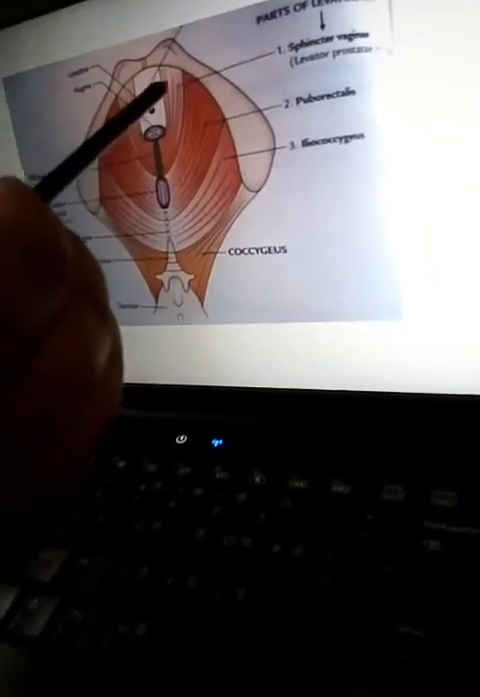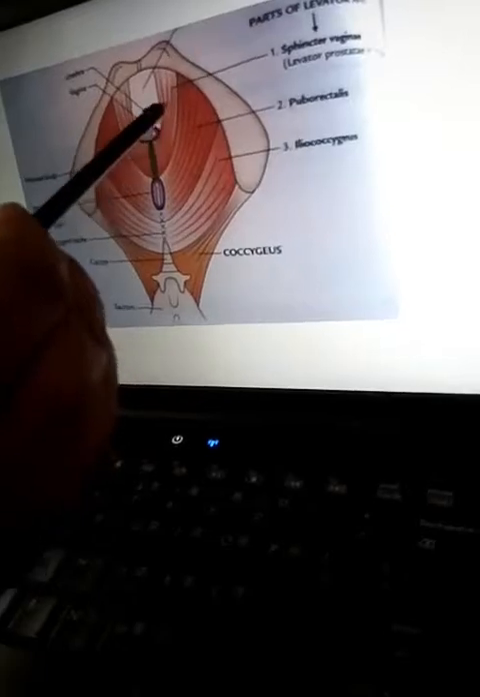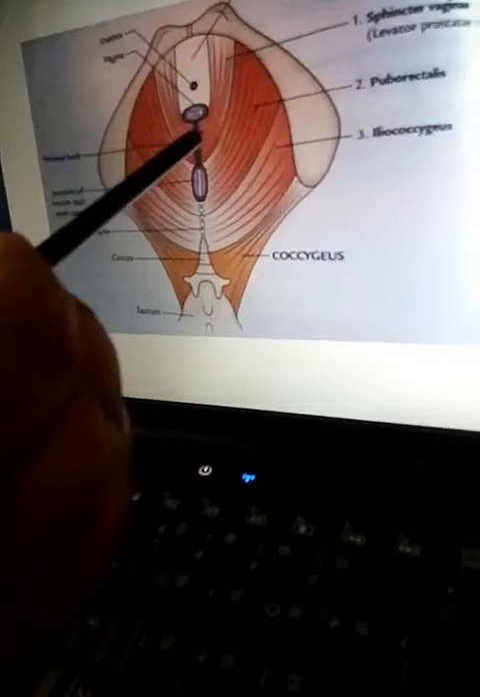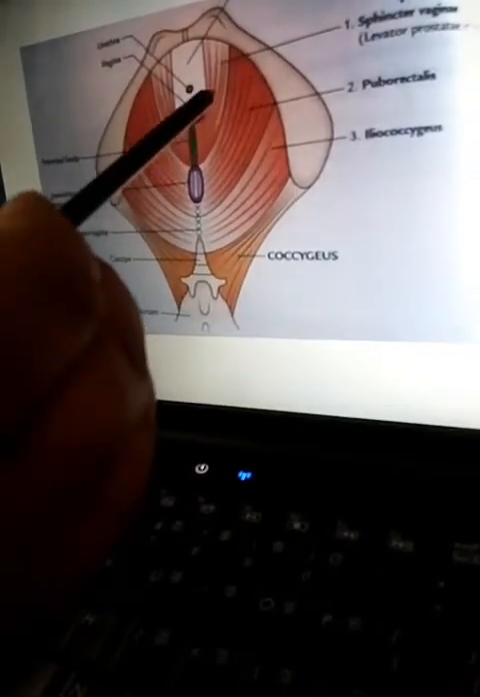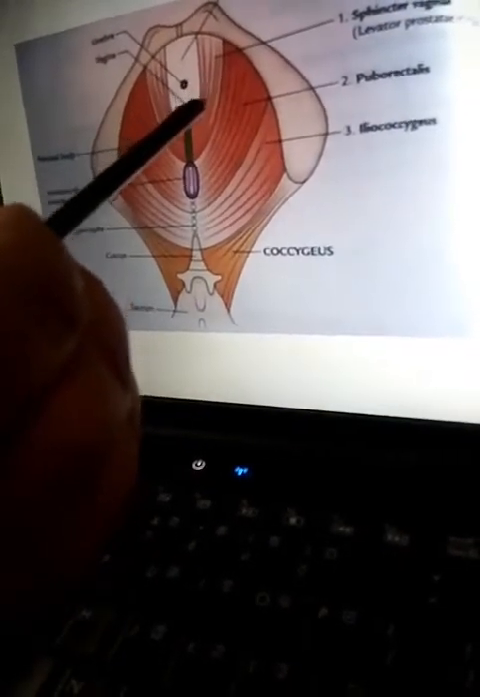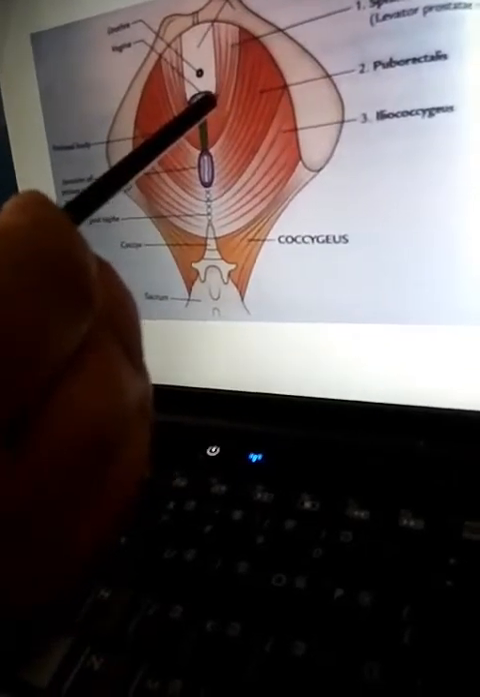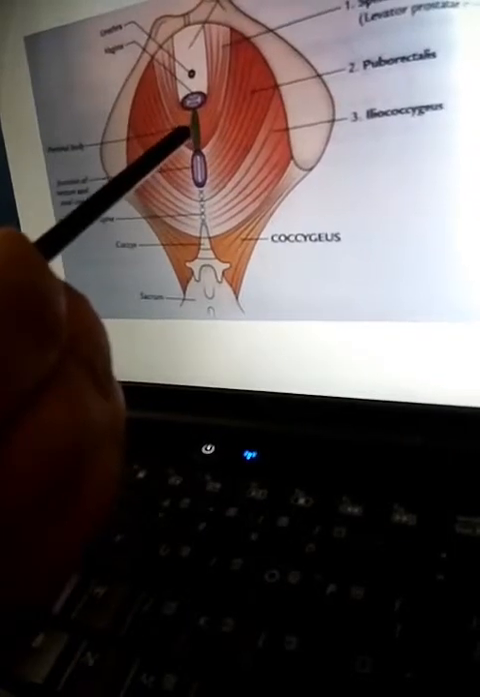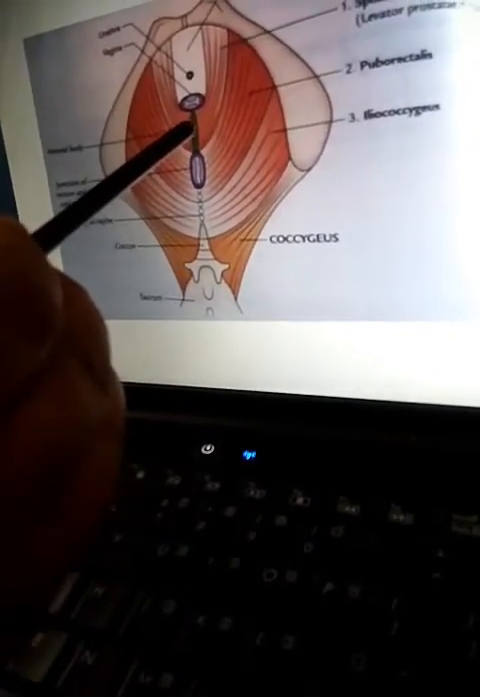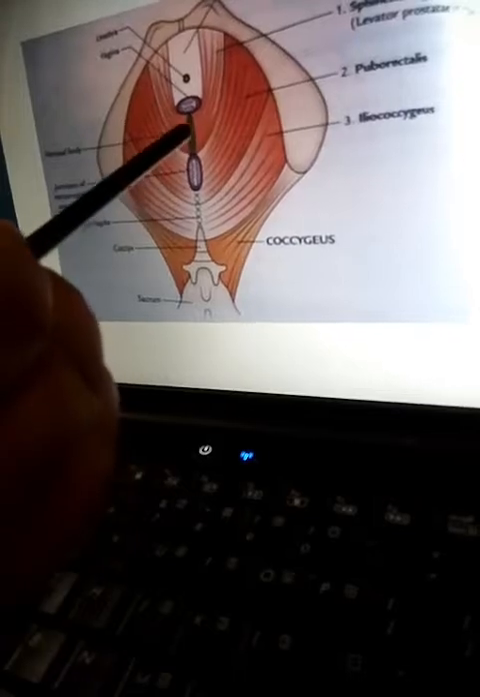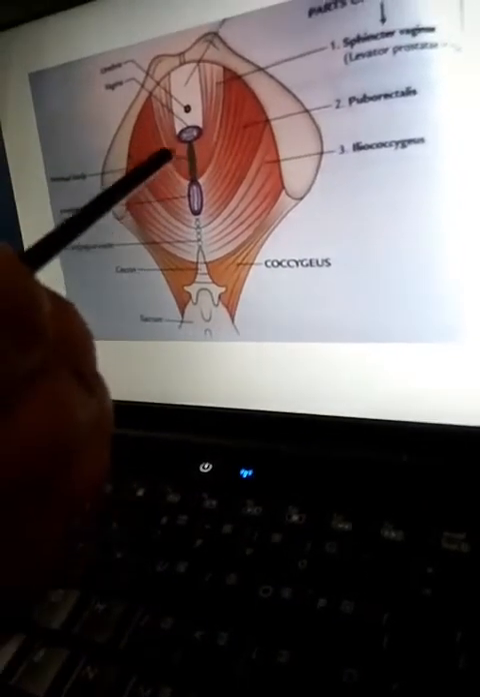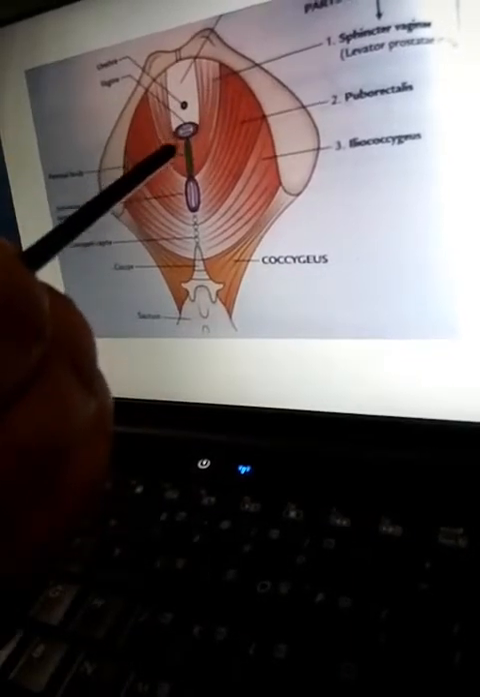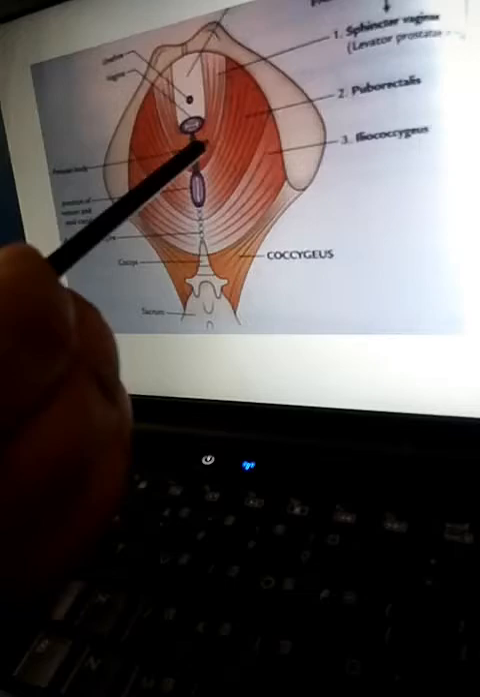The anterior fibers form a sling around the prostate, known as levator prostati, or around the vagina, known as levator vaginae or sphincter vaginae, and are inserted into the perineal body. That is the mass of fibrous tissue in front of the anal canal. So this part of levator ani is known as levator prostati in males or sphincter vaginae in females.